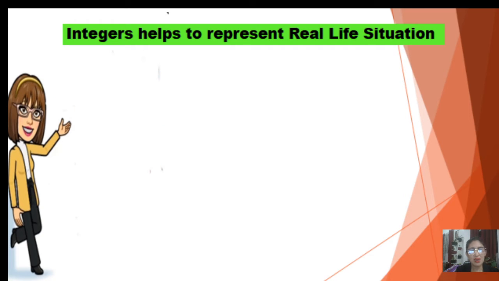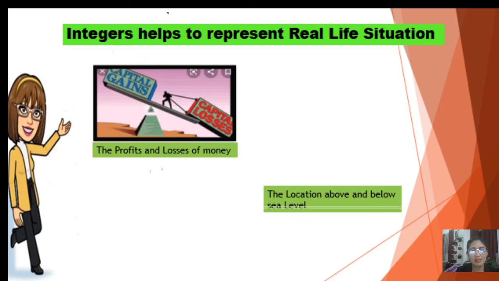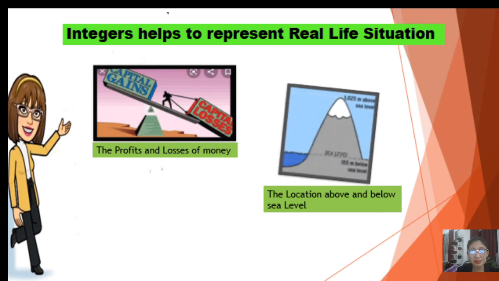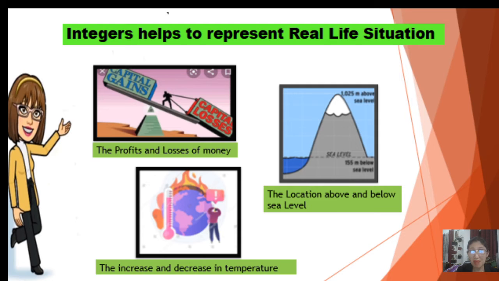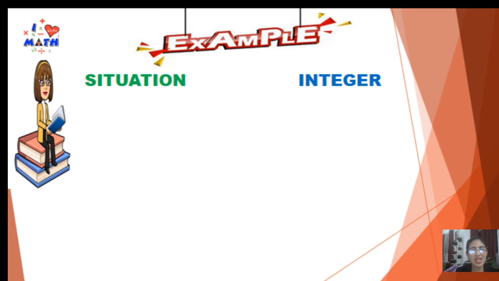Okay? So, integers help to represent real life situations. For example, the profits and losses of money, the location above and below sea level, or the increase and decrease in temperature, and many more. Example here.